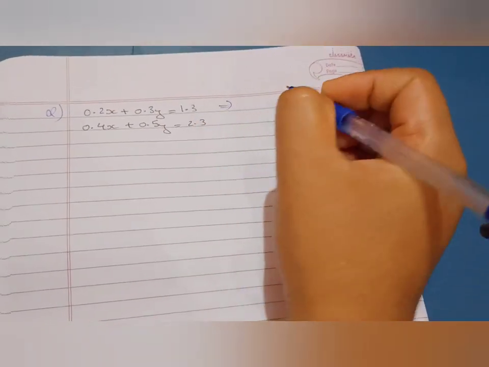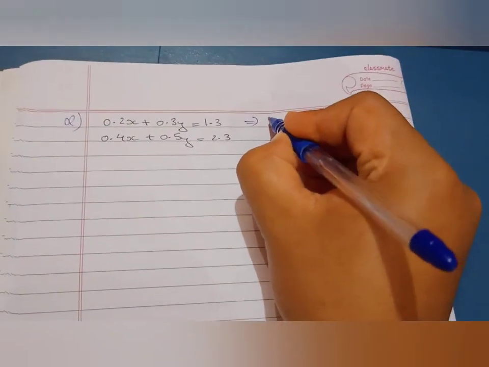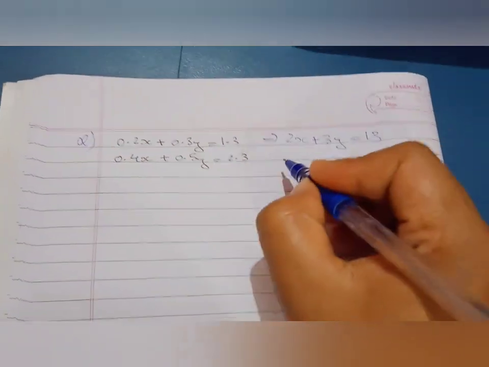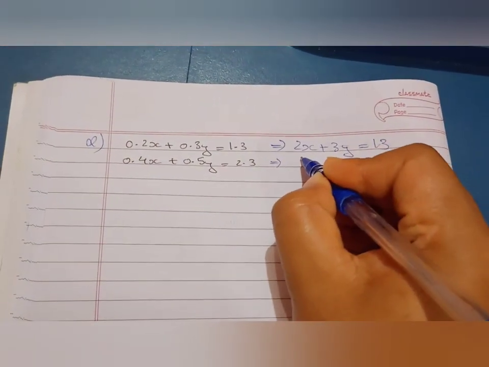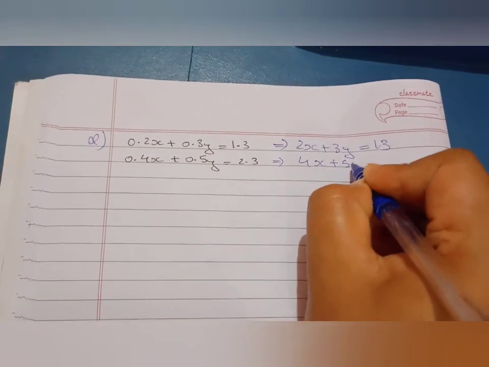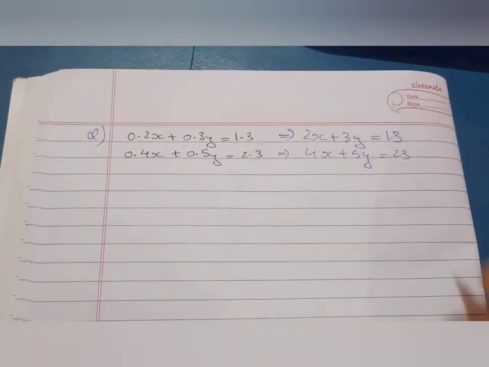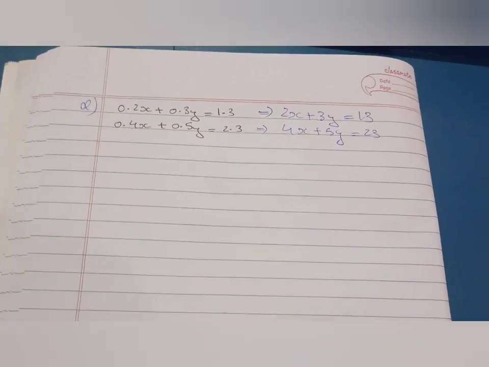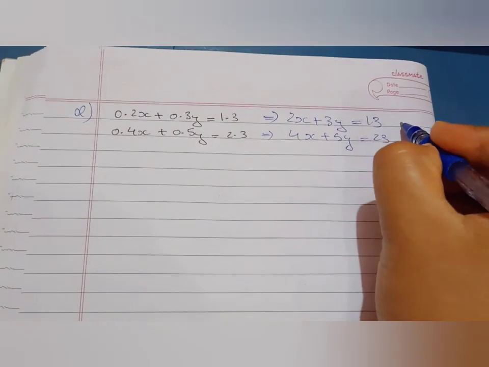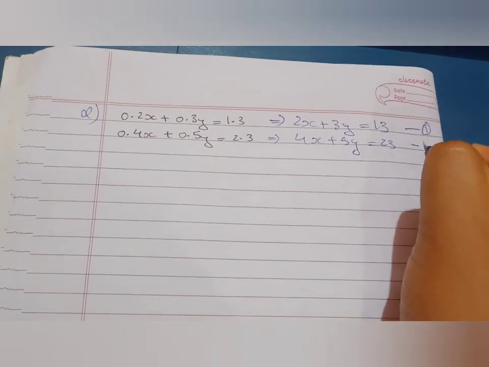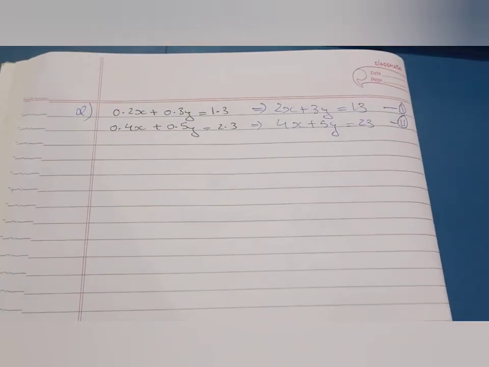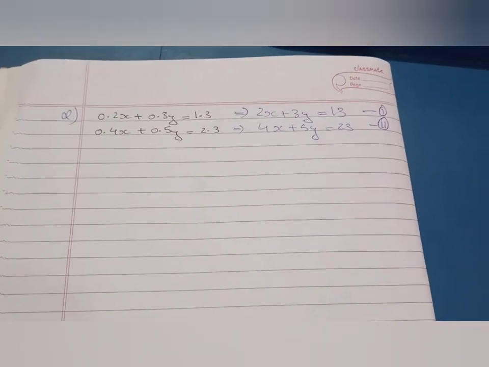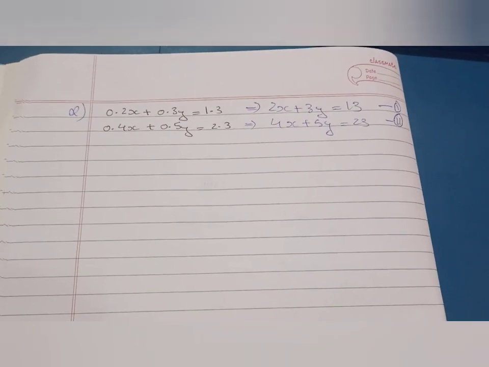remove the decimal places. So we can simply write 2x plus 3y equals 13 and 4x plus 5y equals 23. We could do this because there were equal numbers of digits after the decimal point. Now let's mark them as equation number 1 and equation number 2. Now, as per the rule, we need to manipulate one of the two equations in order to express one variable in terms of the other.